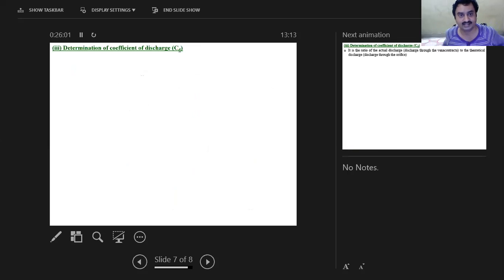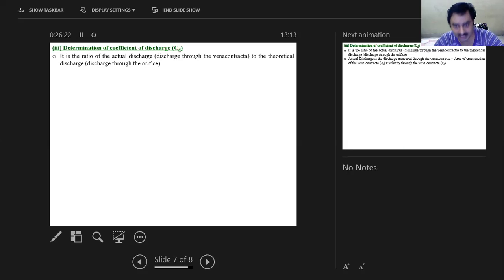Third point, that is determination of the coefficient of discharge, C subscript D. So coefficient of discharge is again the same kind of thing. We define it like this: it is a term which is the ratio of the actual discharge to the theoretical discharge. Okay, actual discharge to the theoretical discharge. That is, the ratio of the actual discharge, the discharge through the vena contracta, to the theoretical discharge, the discharge through the orifice.